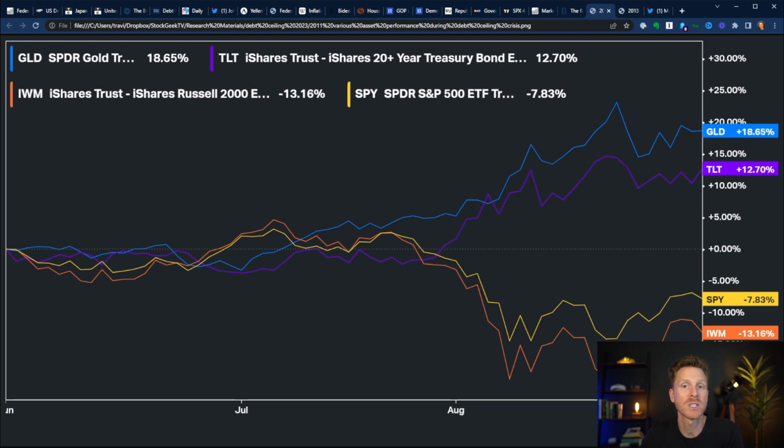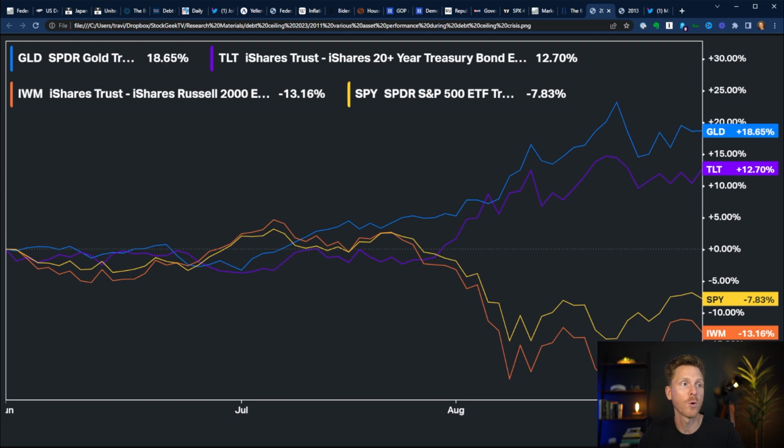It was up about 10% leading up to the X date, and actually up almost another 10% after the resolution bill was passed. Bonds did rally, so we did see bonds up through the crisis period like we did in 1995. But unlike 1995, stocks were actually down significantly. The S&P was down almost 10% during this period. The small cap Russell index was down almost 15%.